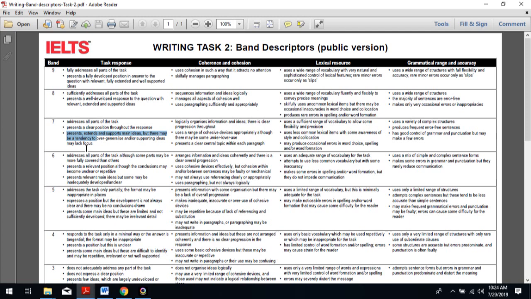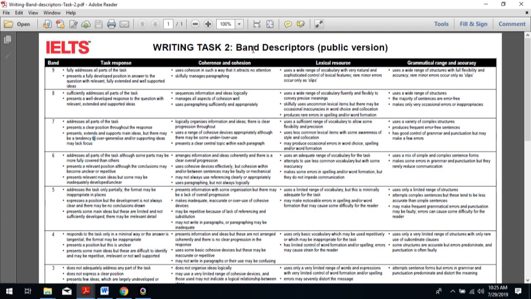You should also present and extend support for main ideas, but there may be a tendency to overgeneralize and or supporting ideas may lack focus. So make sure that there is one focus in your response. Coherence and cohesion. You should logically organize information and ideas. There is a clear progression throughout. Uses a range of cohesive devices appropriately, although there may be some under or overuse.